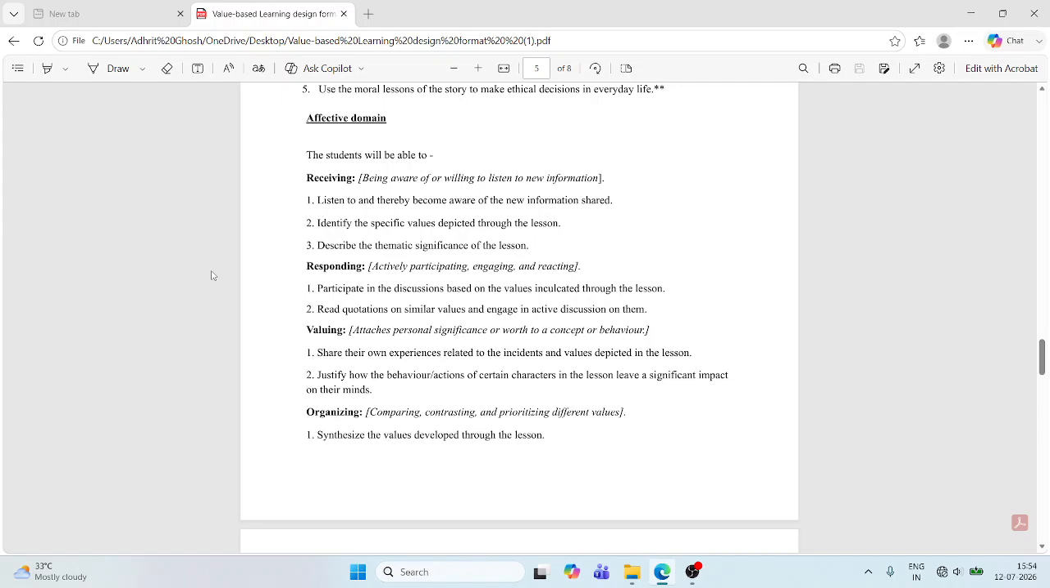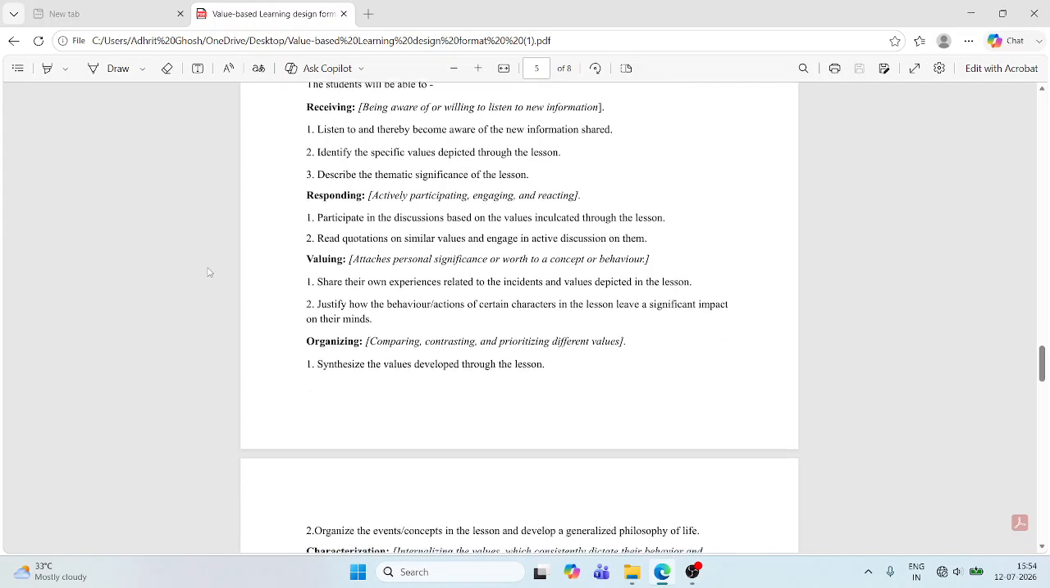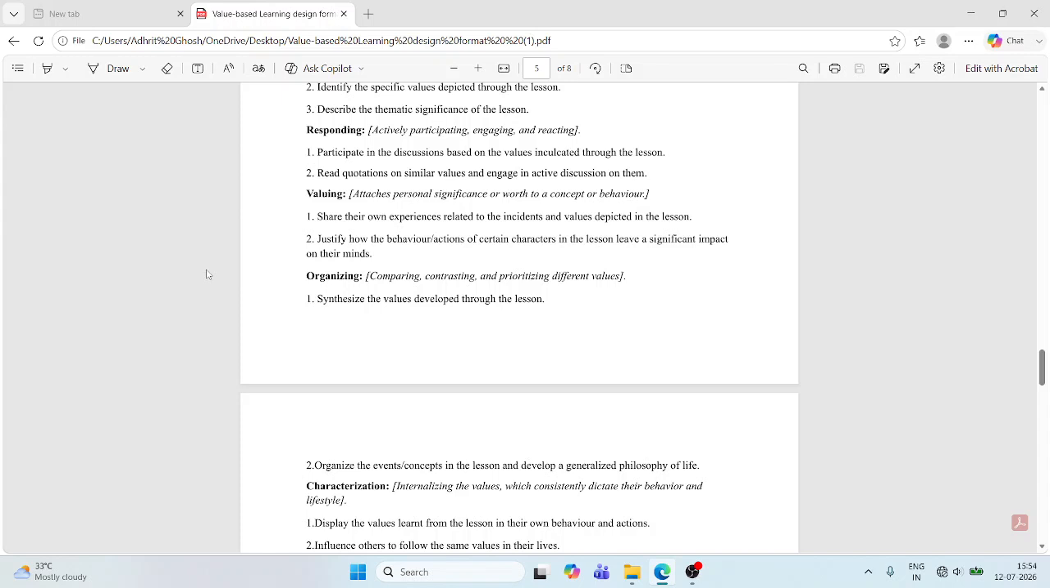Then the next level, that is responding, that is actively participating, engaging, and reacting. That is, they will participate in certain discussions based on the values inculcated through the lesson, and they can even read quotations on similar values, and participate and engage in certain active discussions on them.